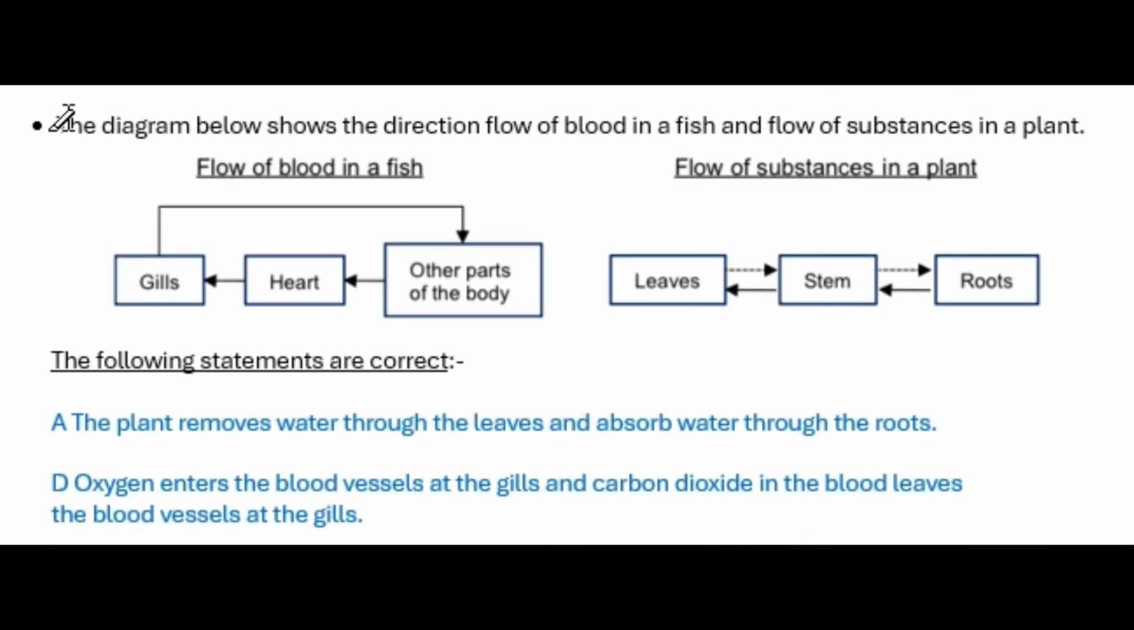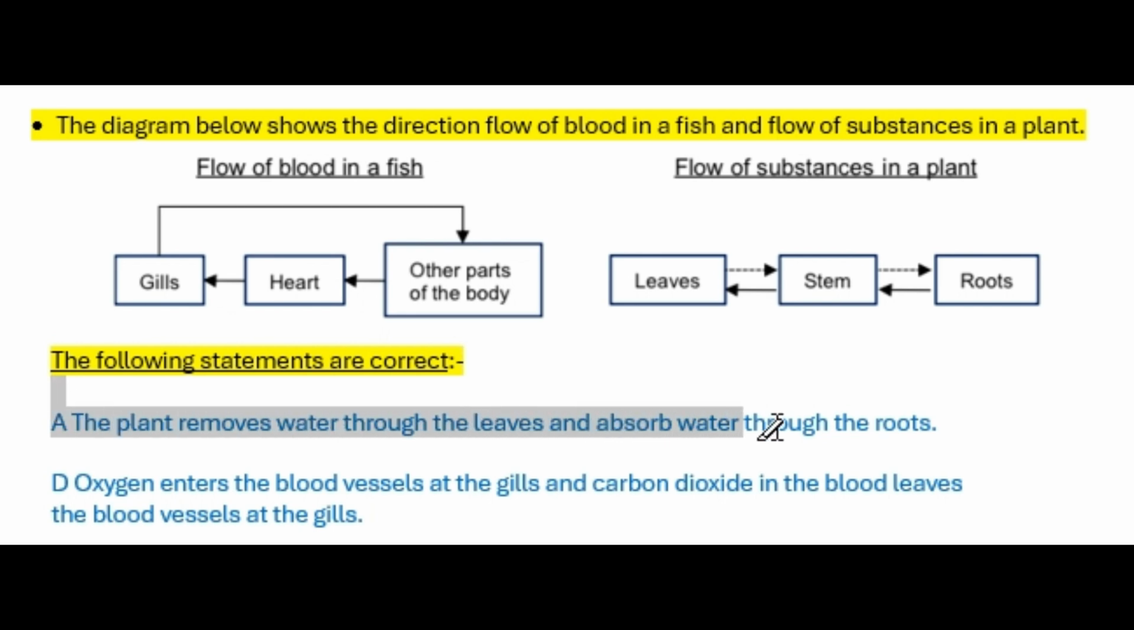The diagram below shows the direction of flow of blood in a fish and flow of substances in a plant. The following statements are correct. The plant removes water through the leaves and absorbs water through the roots. The oxygen enters the blood vessels at the gills and carbon dioxide in the blood leaves the blood vessels at the gills.